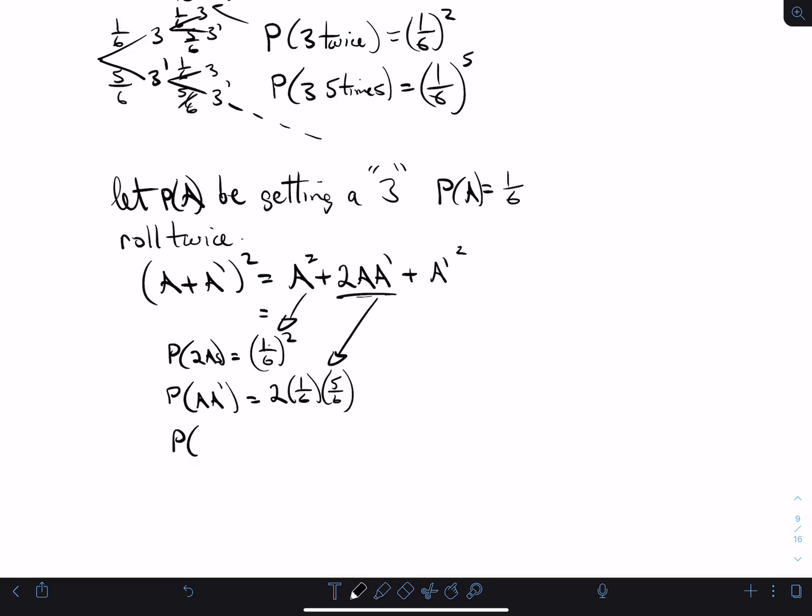And the probability of getting not A and then not A, if you want, maybe that's a nicer way, not A and not A, I'm going to use this. So it'll be 5 out of 6 times 5 out of 6. And if you add all those up, you'll get 1. So if you add all of these up, you get 1, because you have to, because those are all the possible outcomes.